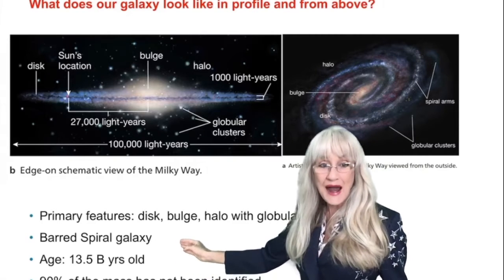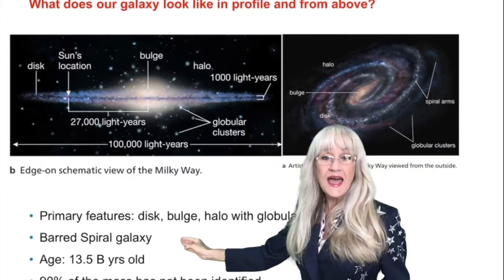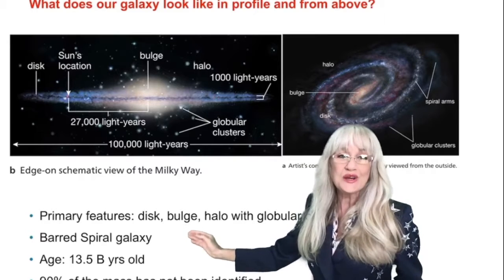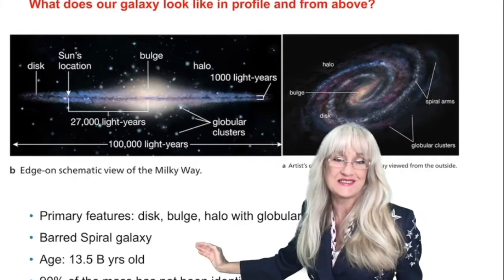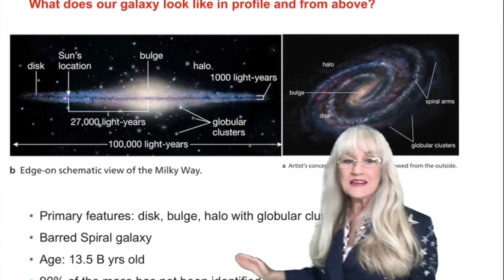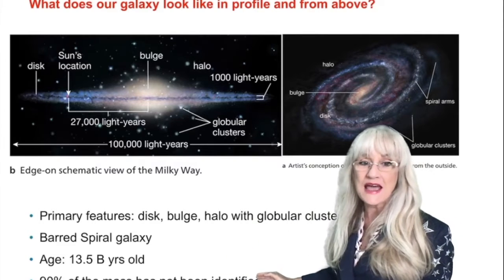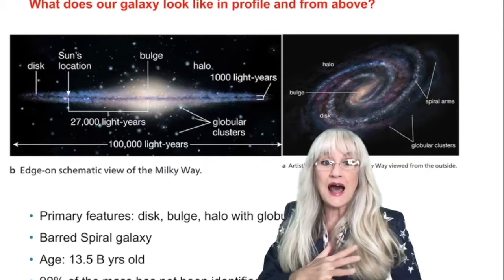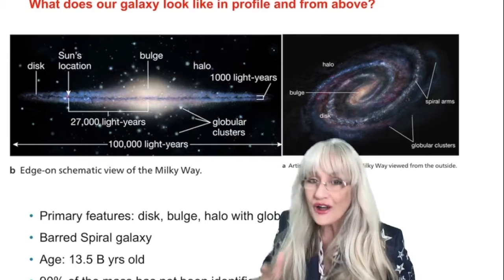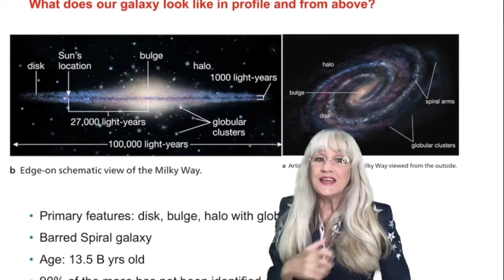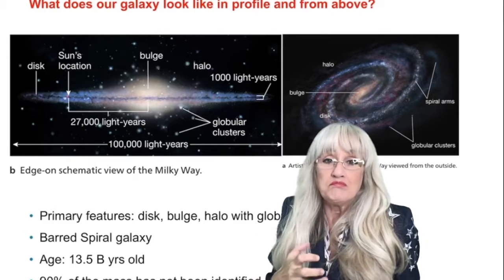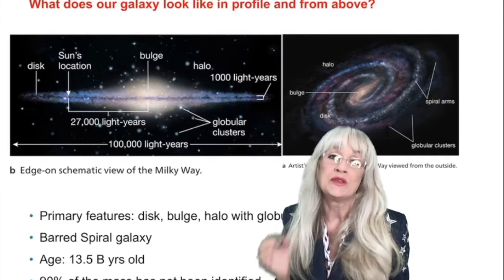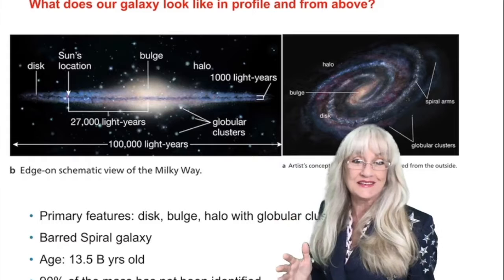Yes, it is a barred spiral galaxy, and the current star count, 400 billion stars. Yet, 90% of the mass has not been identified. This mass is no star, no gas, no dust. It doesn't emit any detectable radiation. So what is it? It is dark matter.